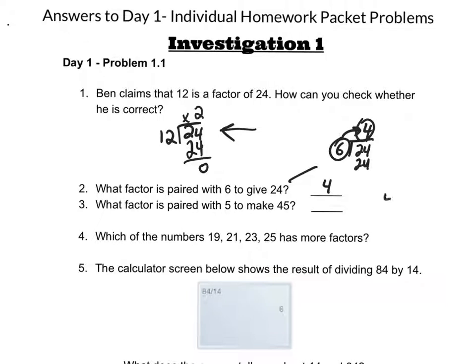Same thing with 45. 45 divided by 5, well, 5 doesn't go into 4. Skip count by 5s. 5, 10, 15, 20, 25, 30, 35, 40, 45 gives you 9. No remainder. So the 5 and the 9 are factors and they're also divisors.